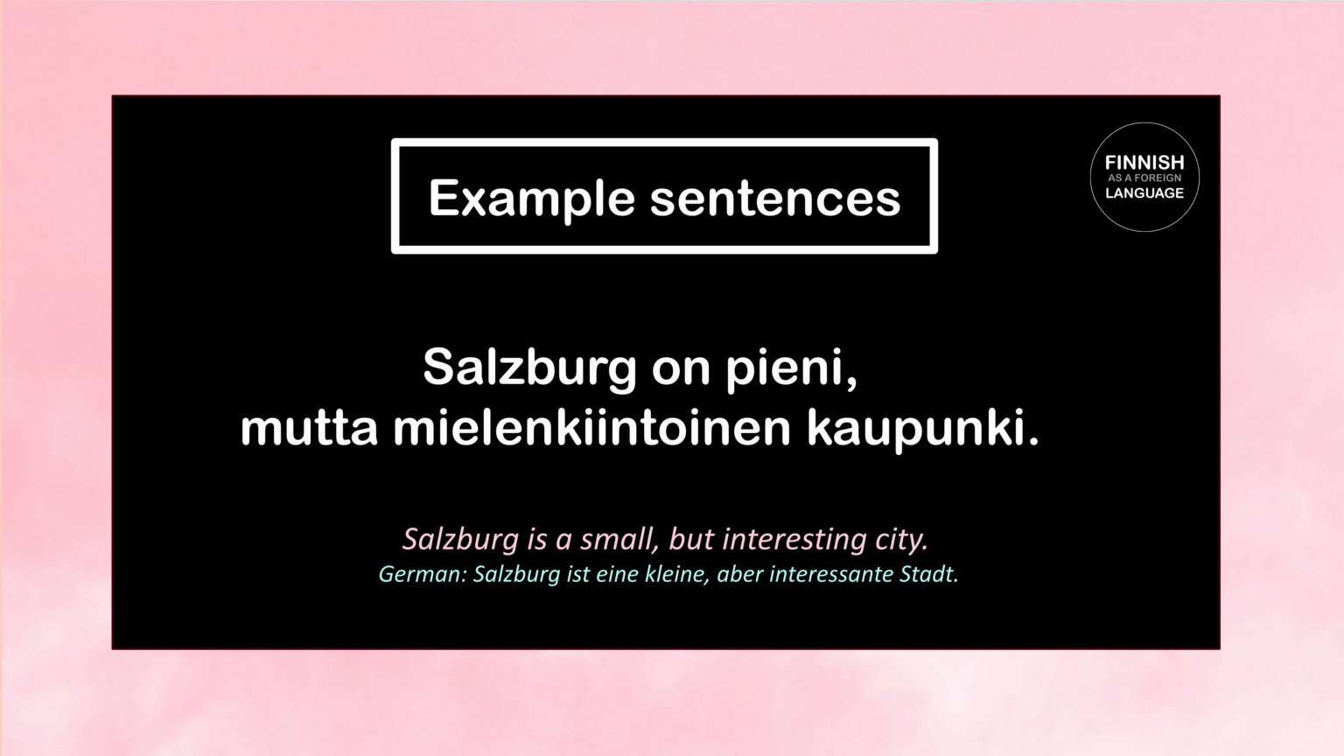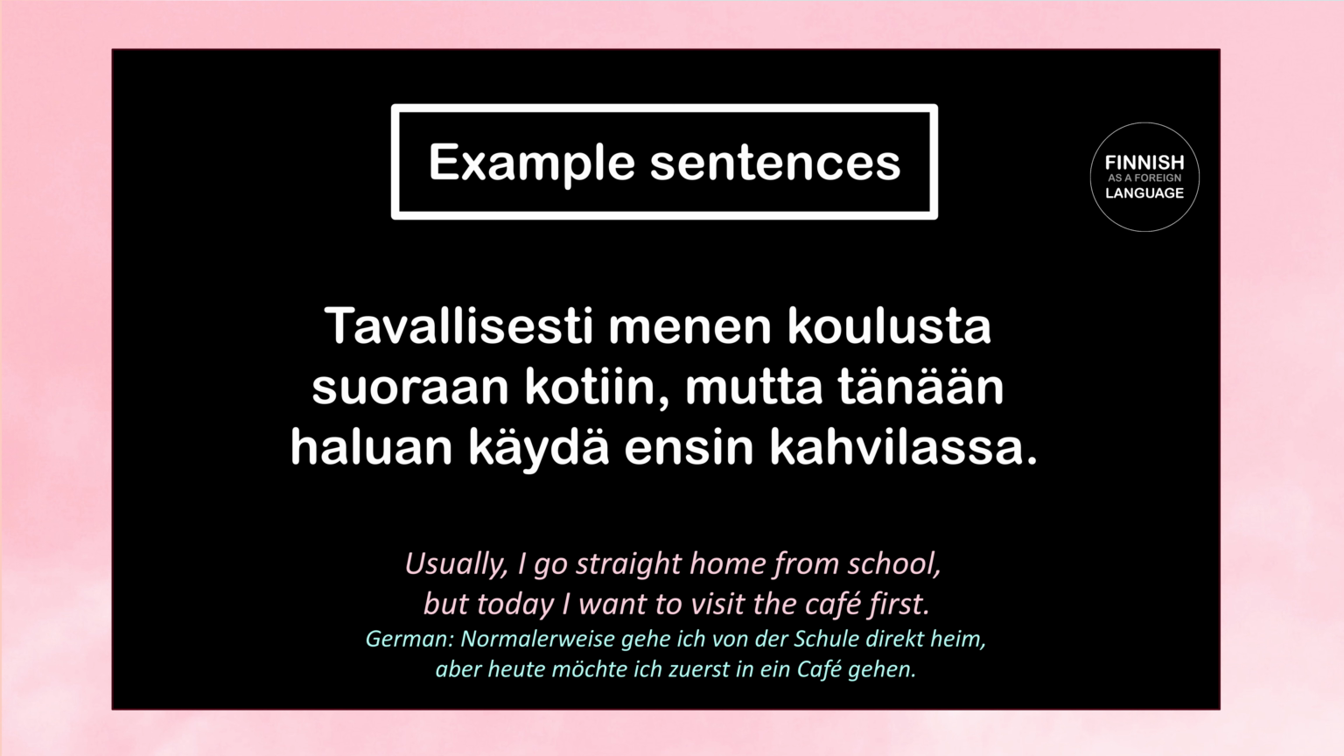So let's repeat. Salzburg on pieni, mutta mielenkiintoinen kaupunki. Salzburg is a small but interesting town. Let's have another example. Tavallisesti menen koulusta suoraan kotiin, mutta tänään haluan käydä ensin kahvilassa. Usually I go straight home from school, but today I want to visit the coffee shop first.